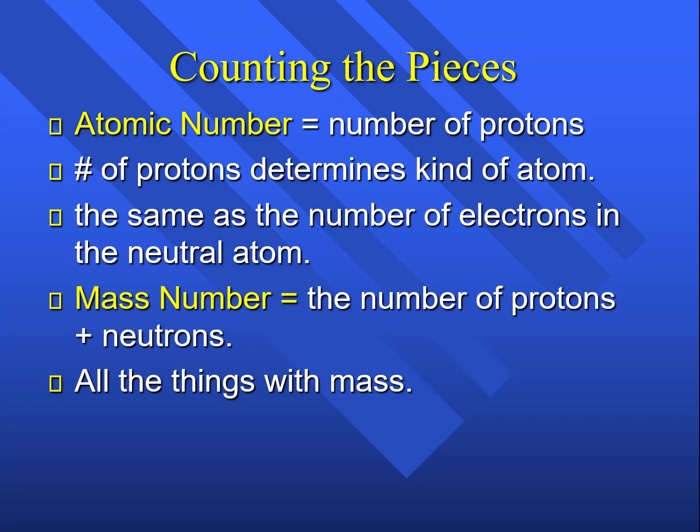So the atomic number tells you what kind of atom it is. The mass number tells you how many heavy pieces it has. Not how heavy it is, how many heavy pieces it has. Okay? Because the mass number is not on the periodic table. Nowhere on the periodic table does it show you the mass number. It has masses, but they are not mass numbers. The numbers on the periodic table are not mass numbers.